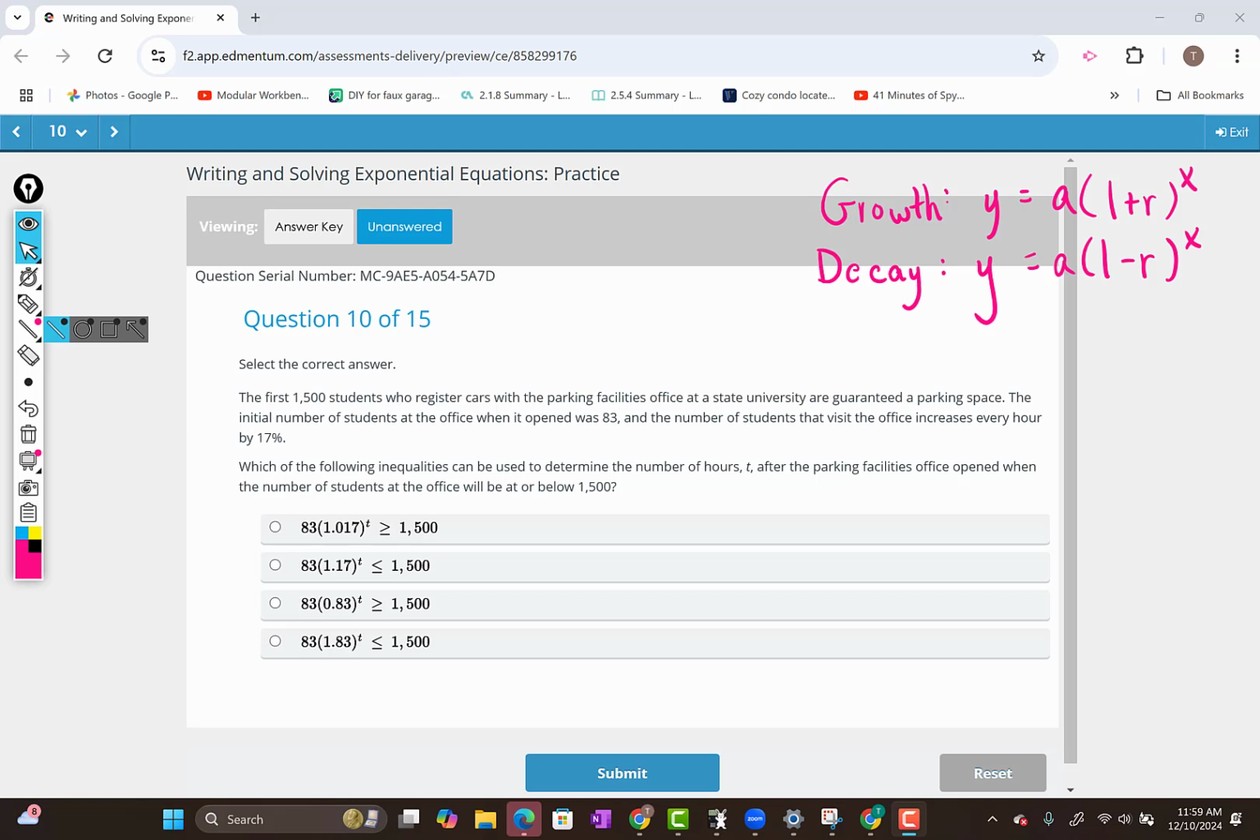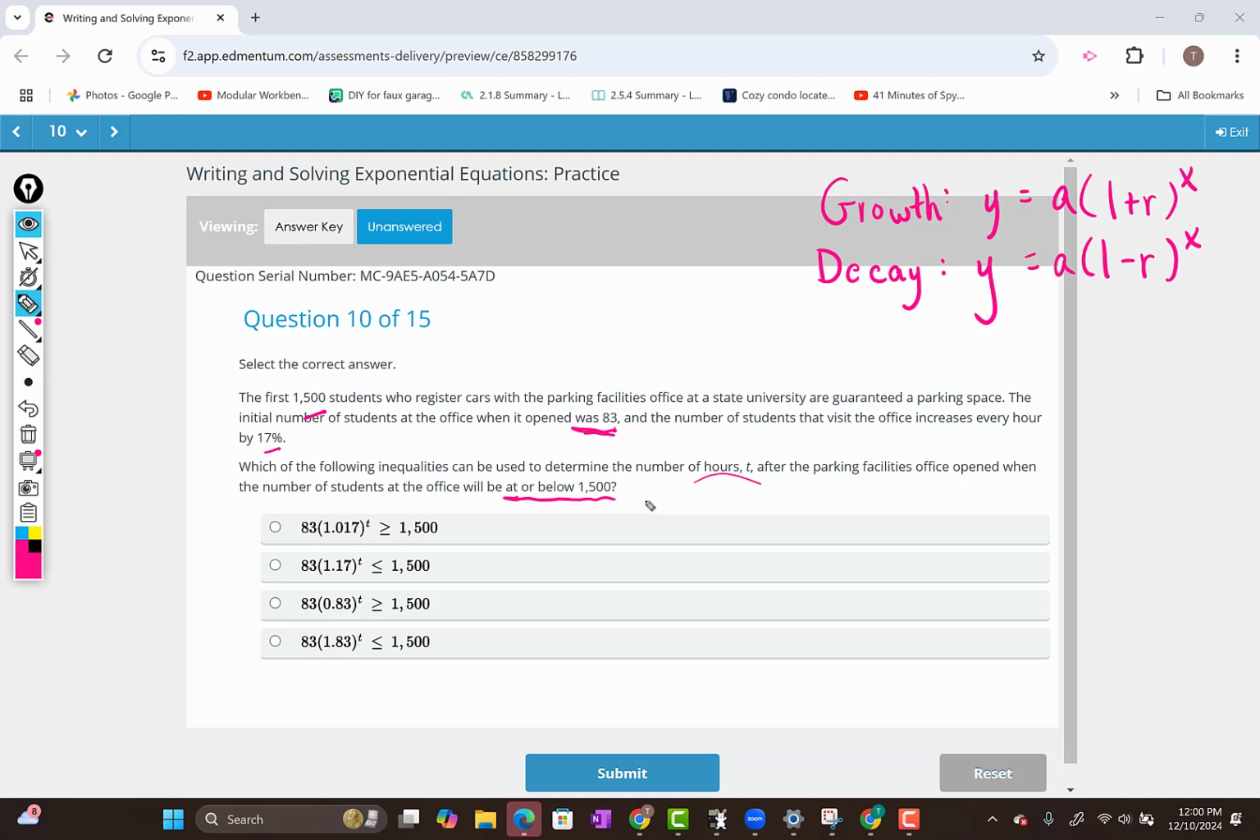Question 10. The first 1,500 students who register cars with the parking facilities office at a state university are guaranteed a parking space. The initial number of students at the office when it opened was 83. And the number of students that visit the office increases every hour by 17%. Which of the following inequalities can be used to determine the number of hours t after the facilities open, when the number of students at the office will be at or below 1,500?